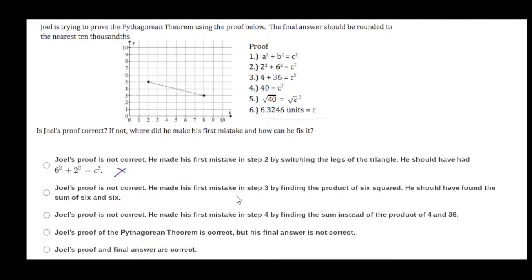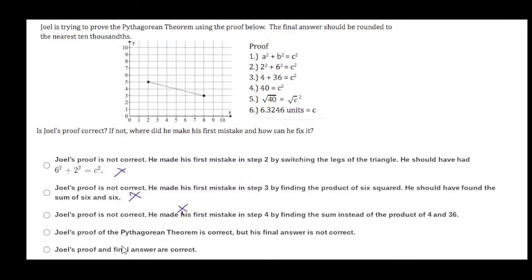Joel's proof is not correct. He made his first mistake in step number 3 by finding the product of 6 square. By finding the product of 6 squared, he should have found the sum of 6 and 6. This is again not correct. Product is right. Joel's proof is not correct. He made his first mistake in step number 4 by finding the sum instead of the product of 4 and 36. Instead, again I should do the sum. This is also not correct. So Joel's proof of the Pythagorean theorem is correct, but his final answer is not correct. And last is Joel's proof and the final answer are correct.